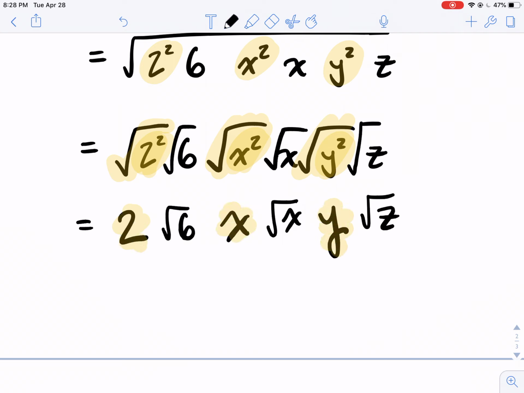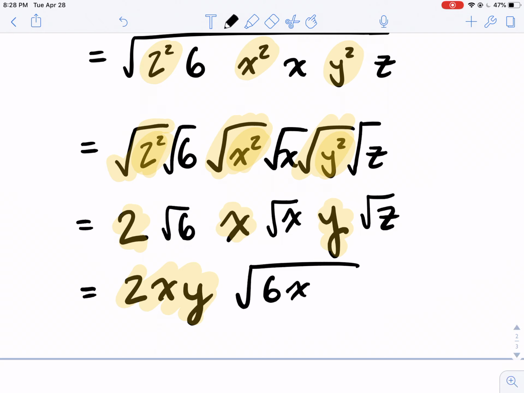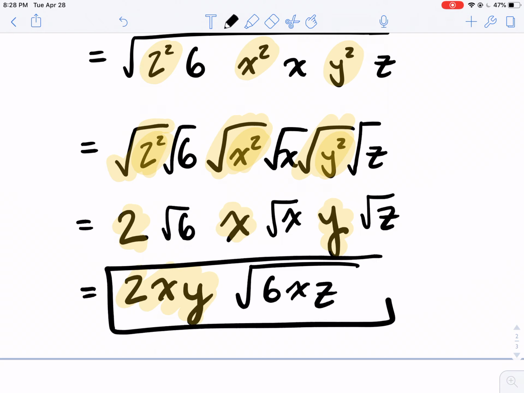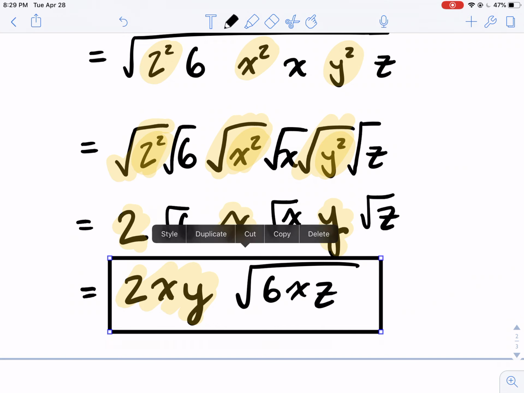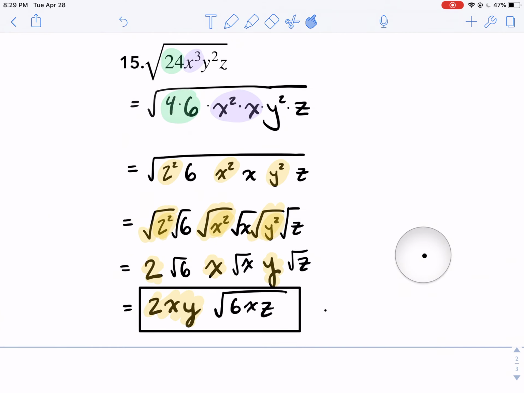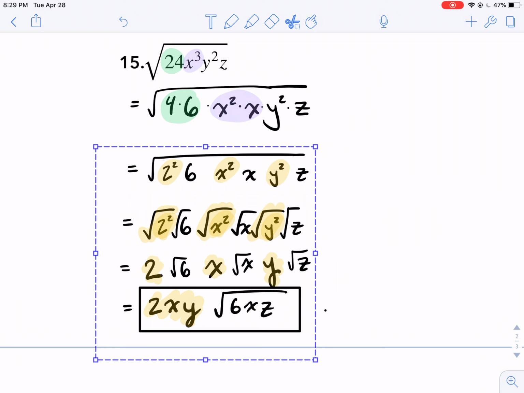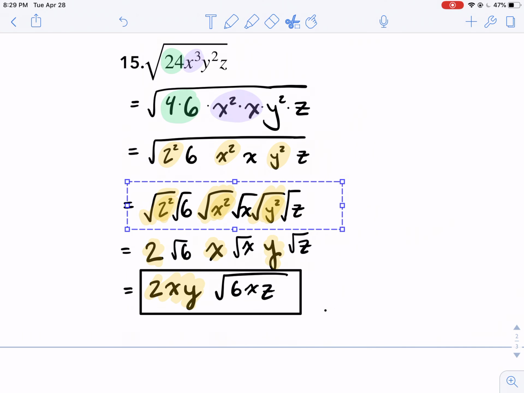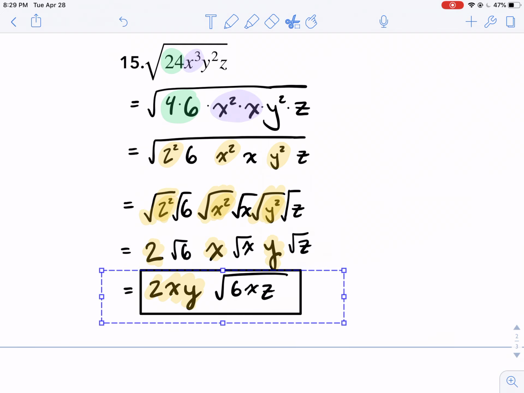Now let's combine everything not under a radical. That gives us 2 times x times y all together. And then all the leftovers go back under the radical symbol, 6xz. That's it. We simplified that radical. So again, with this one, we took our radicand and we factored it. We factored all of the squares out of our radicand. And then we took all of our squares, we took their square roots, and that got them out from under our radical symbol. And then we cleaned it all up.